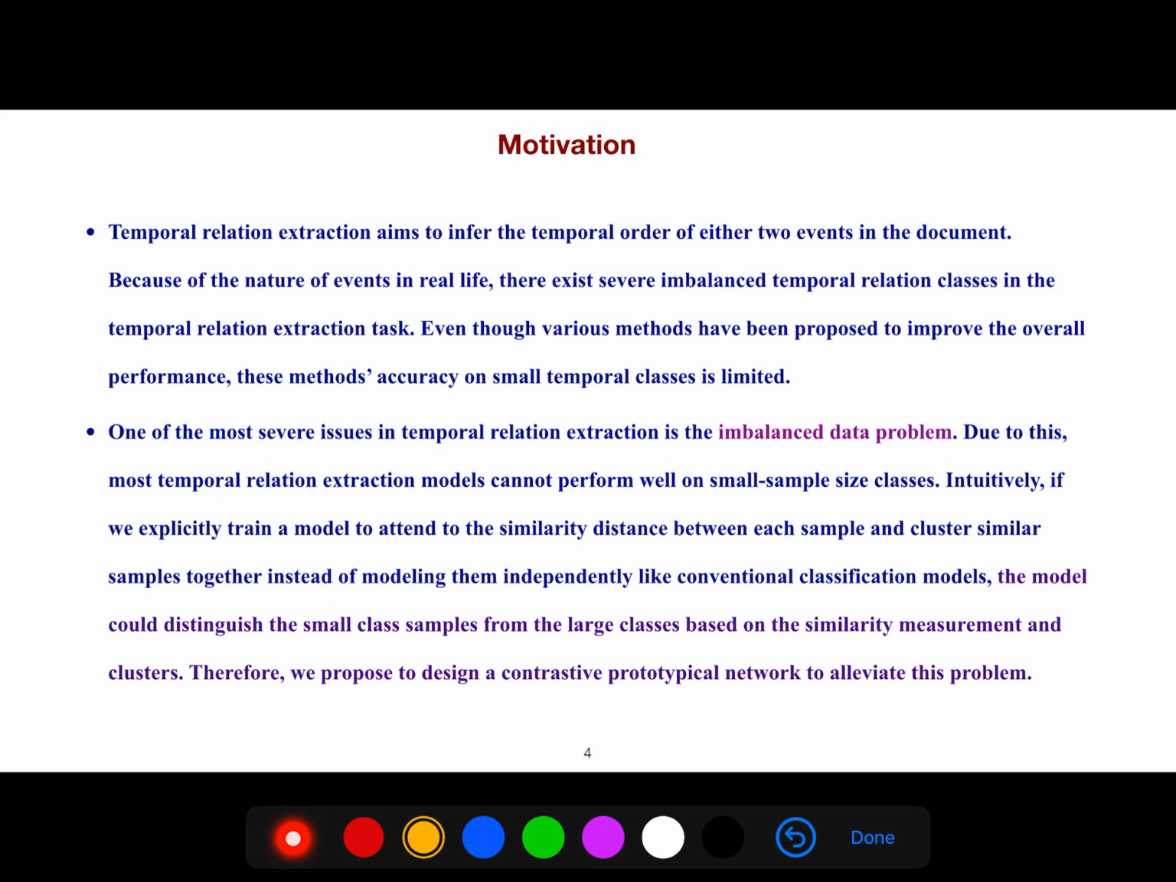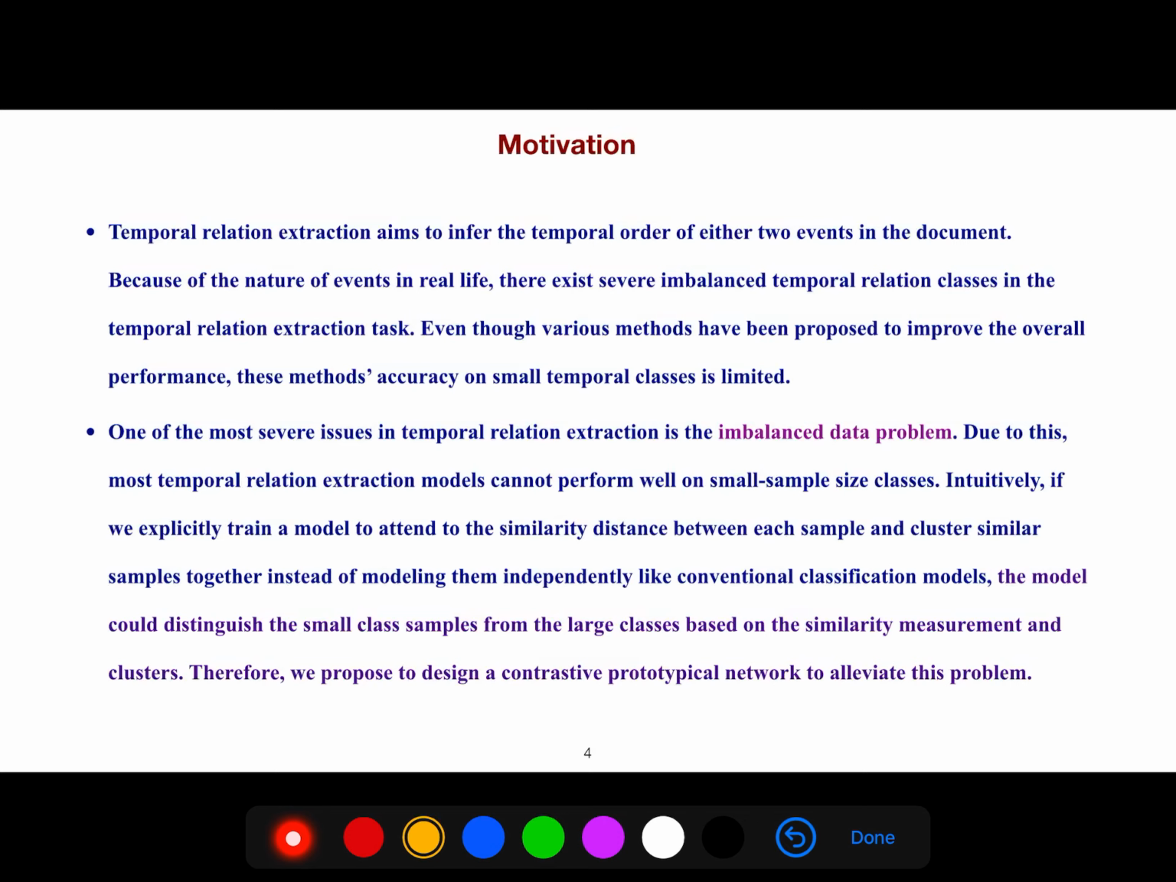Because of the nature of events in real life, there exist severe imbalanced temporal relation classes in the temporal relation extraction task. Even though various methods have been proposed to improve the overall performance, these methods' accuracy on small temporal classes is limited. One of the most severe issues in temporal relation extraction is the imbalanced data problem. Due to this, most temporal relation extraction models cannot perform well on small sample size classes.